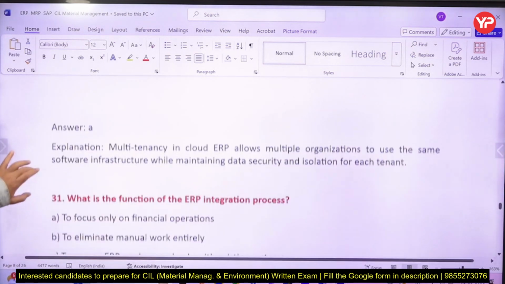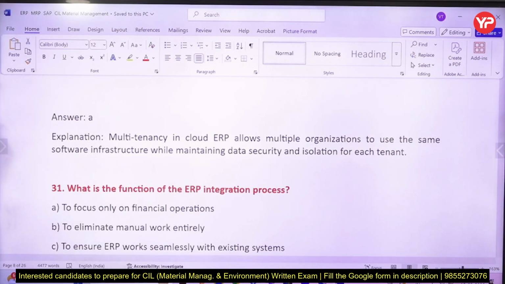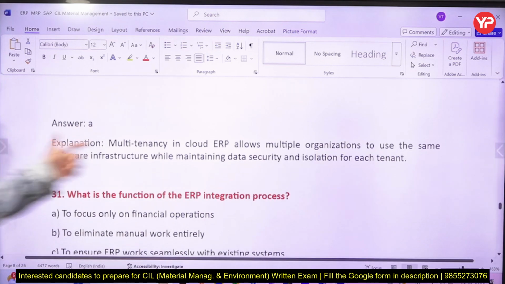Okay, so that means multi-tenancy is cloud ERP which allows multiple organizations to use the same software infrastructure, whereas data security will be maintained. That is the multi-tenancy. You know what is a tenant?